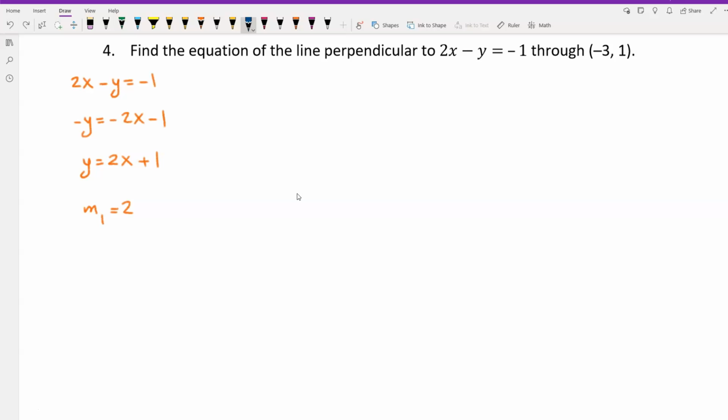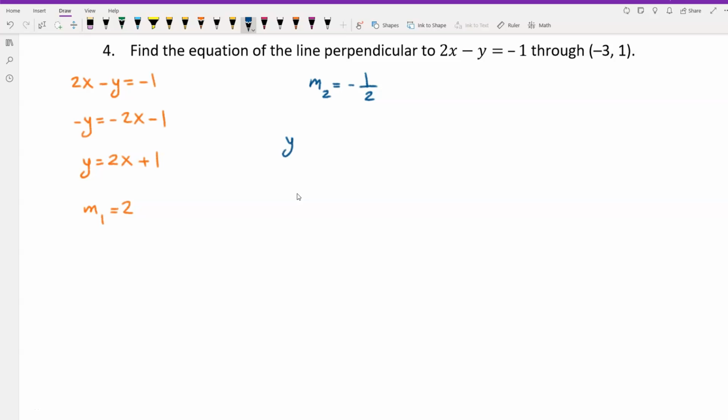And here it's asking for a perpendicular line. If it was a parallel line, we would have the same slope for the second line. So m1 is +2, m2 is +2. But in this case it's perpendicular, so the slope of the second line is equal to -1/2.